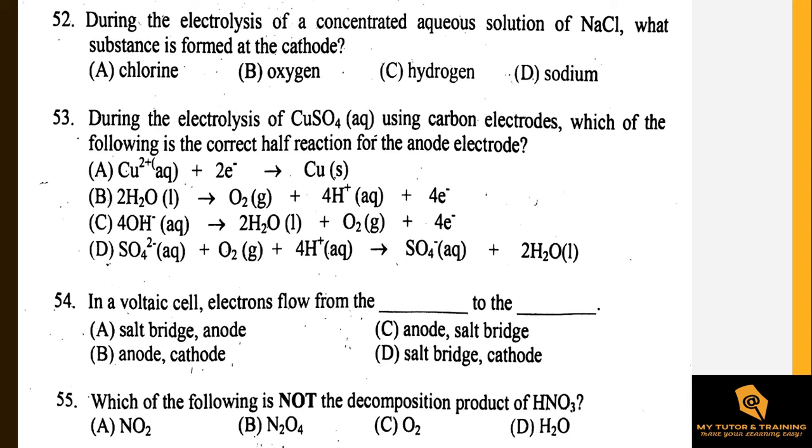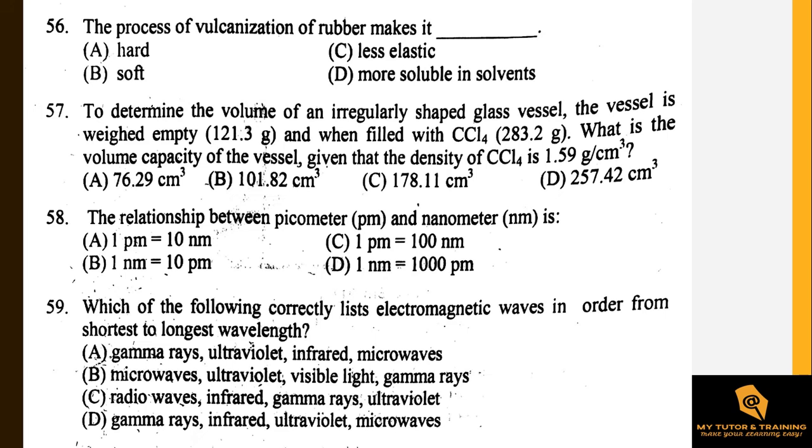So A, NO2 nitrogen dioxide, yes it is formed. B, N2O4. N2O4 is not the decomposition product of nitric acid. Oxygen and water are also the decomposition products. So the answer is B, which is dinitrogen tetraoxide, is not the decomposition product of nitric acid.